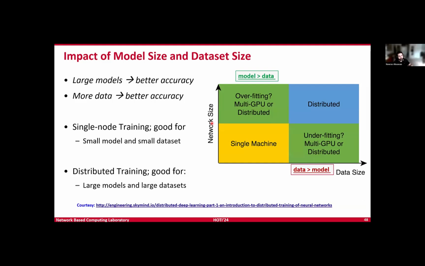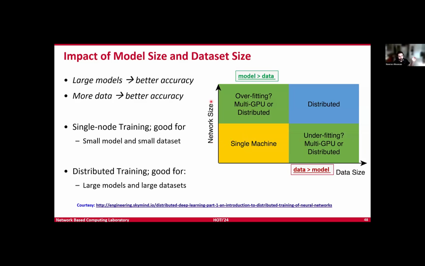One last thing. We talked about overfitting and underfitting for large models and small models versus large data sets and small data sets. But when is it better to use a single machine versus multiple machines within the same node or across multiple nodes? The idea here is that if your network size, or basically the model size, is very, very small, and if your data is also small, then your best bet is to do it on a single machine. That is your best option.